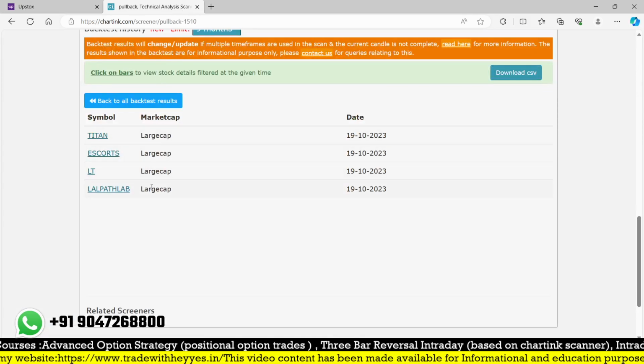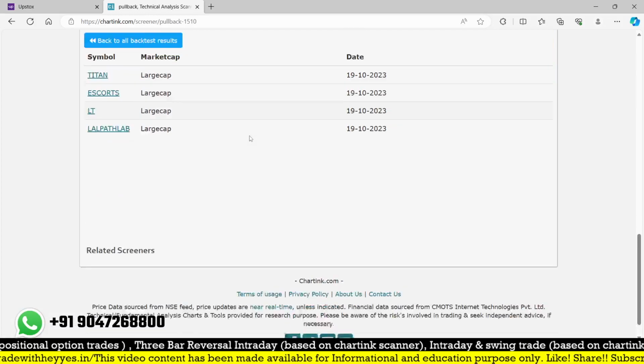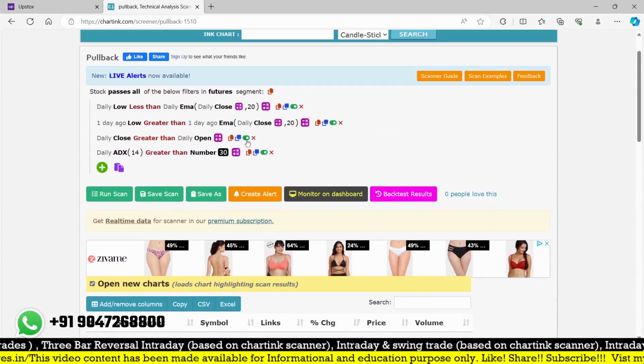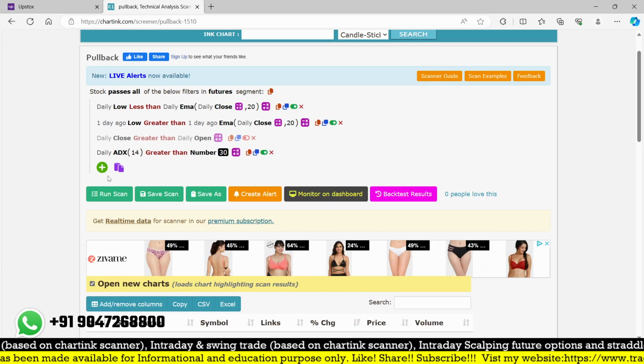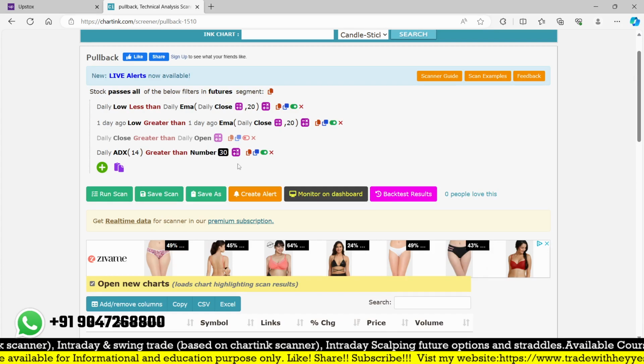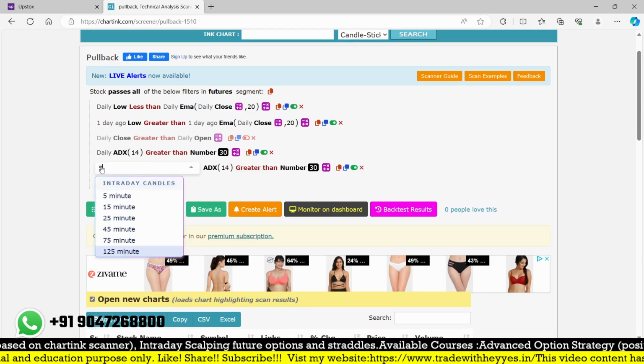Okay, and LNT, and even one more condition, we can use it without this close. Okay, then how we can use it: ADX, we need a rising ADX. Okay, so simply we can go for 5 days.